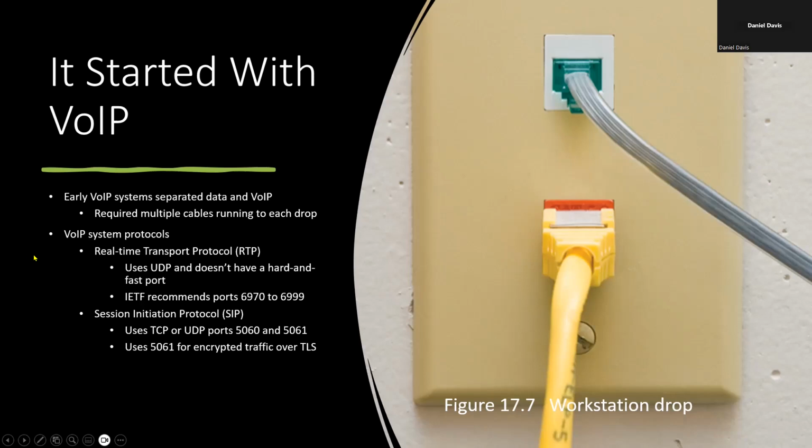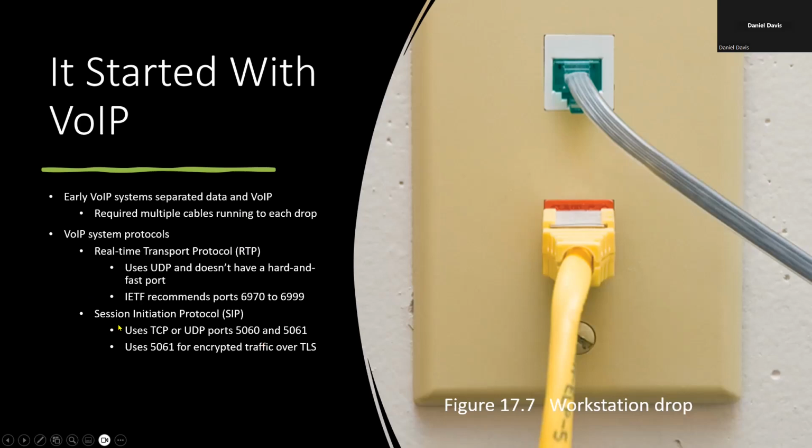Here are some key VoIP system protocols that we are going to need to memorize. Real-time Transport Protocol, RTP, uses UDP and doesn't have a hard and fast port. IETF recommends ports 6970 to 6999. But there's no dedicated or officially assigned port for RTP, at least the last I checked.